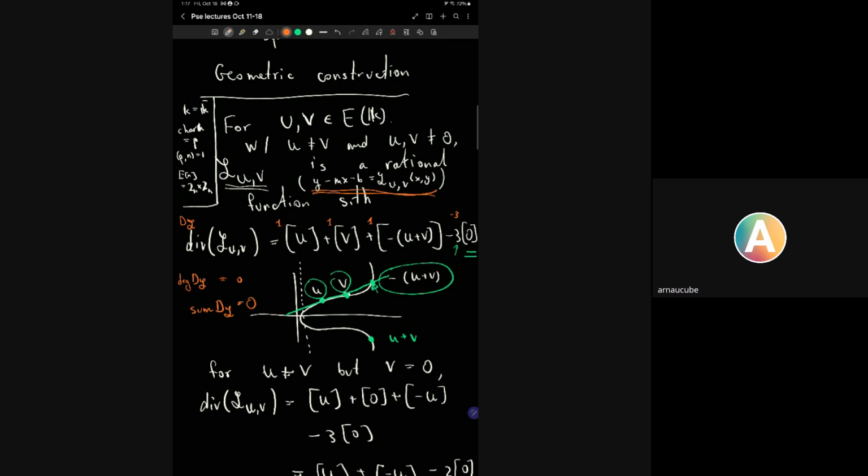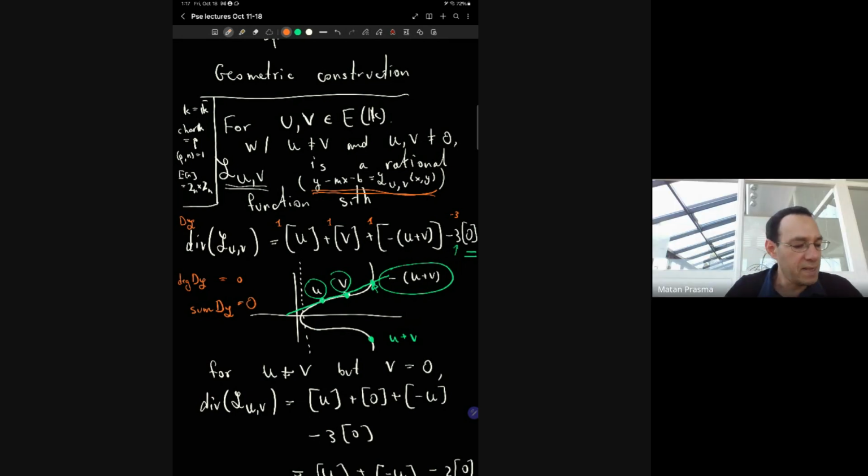Right? Yes. But I'm saying, how did I know about this part? I want to calculate this. This is a reminder of what we did about the classification of divisors of lines. But it's very easy to recall, because I have a rational function, L_UV.